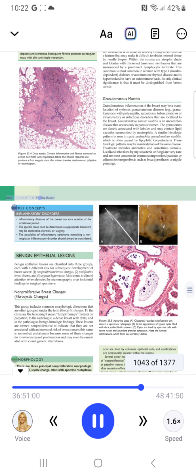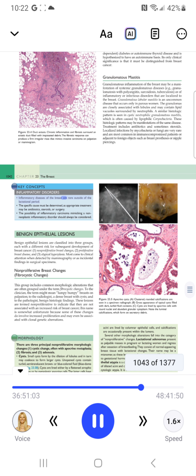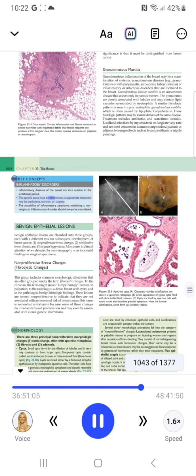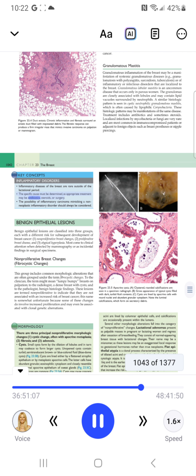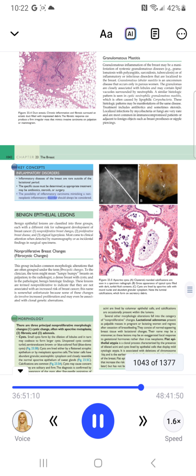Chapter 23, The Breast. Key concepts: inflammatory disorders. Inflammatory diseases of the breast are rare outside of the lactational period. The specific cause must be determined, as appropriate treatment may be antibiotics, steroids, or surgery. The possibility of inflammatory carcinoma mimicking a non-neoplastic inflammatory disorder should always be considered.